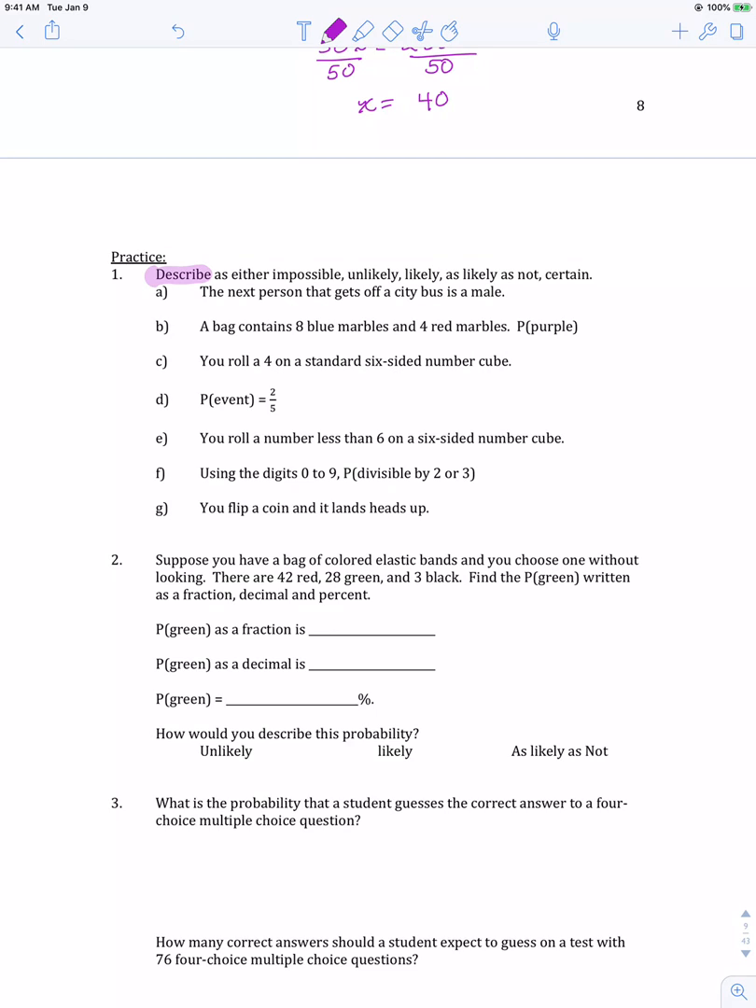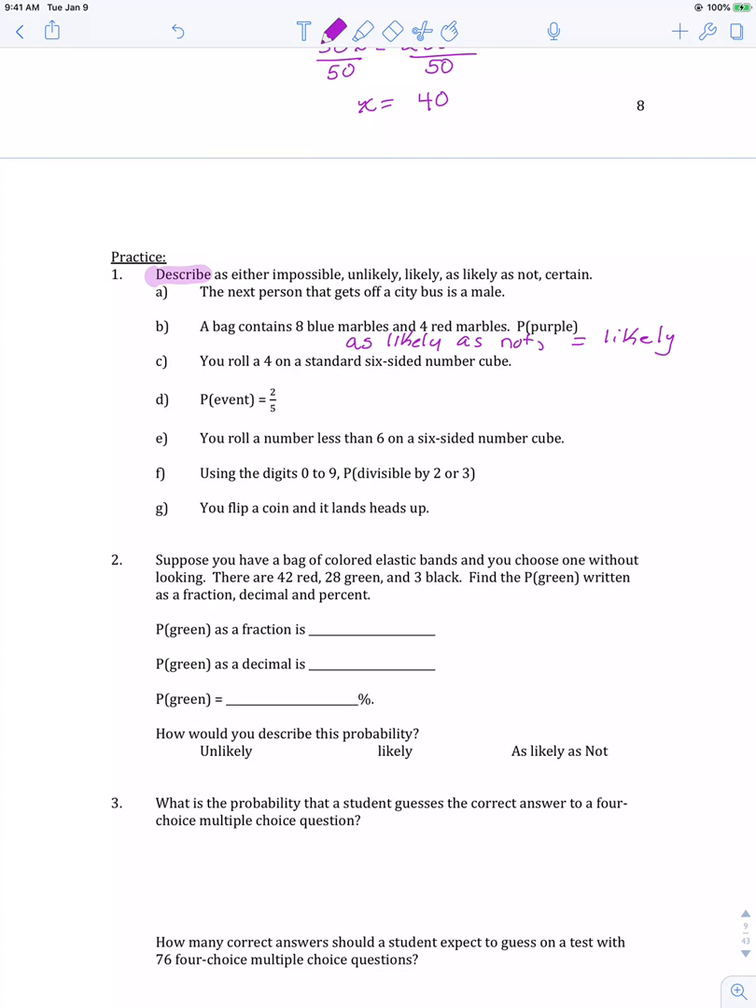So 50-50 is as likely as not. You may also see it as equally likely. It means the same thing. You have an equal shot of it occurring as you do as it doesn't.